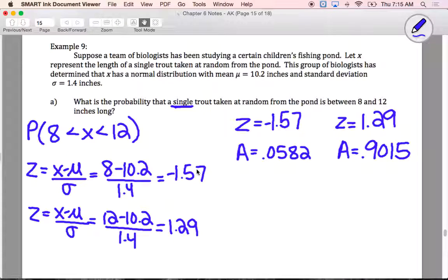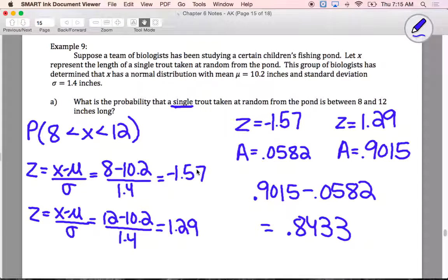Now remember, we have 2 numbers. When we have 2 numbers, after finding your areas, we have to subtract the 2. So 0.9015 minus 0.0582. So we subtract our 2 numbers to get our probability is 0.8433.